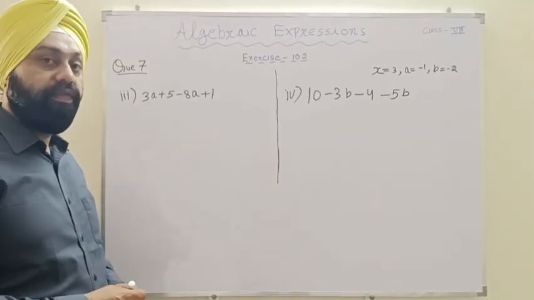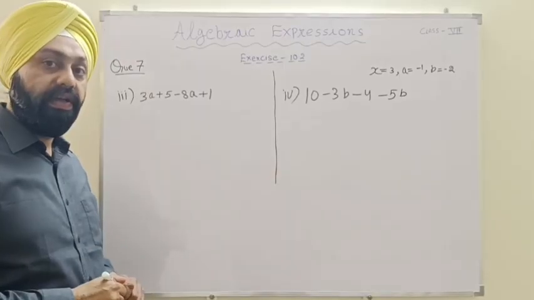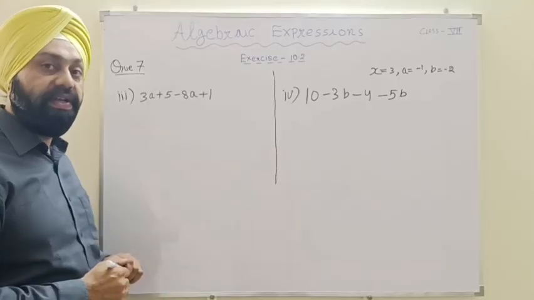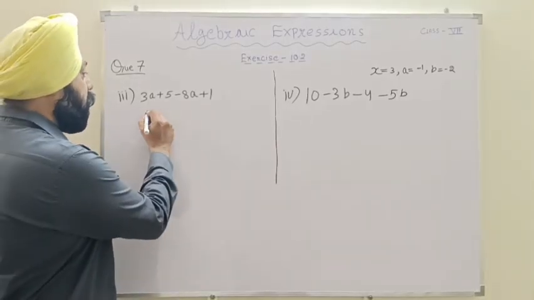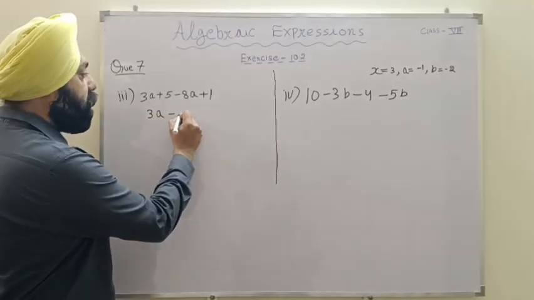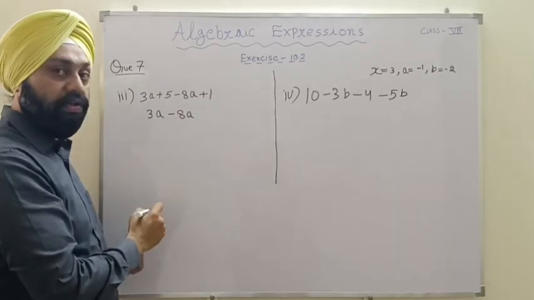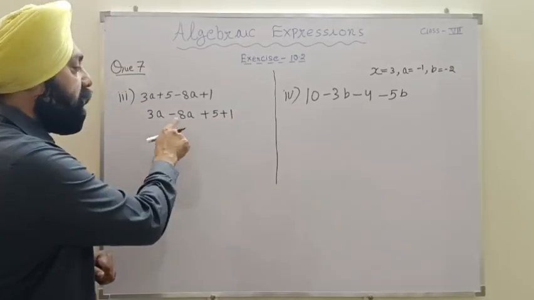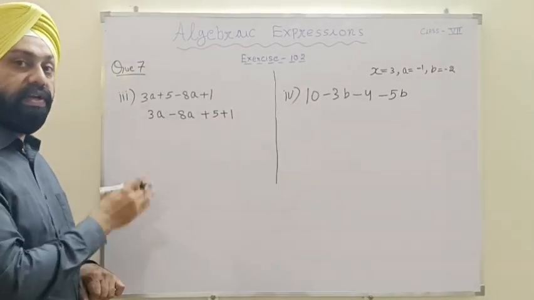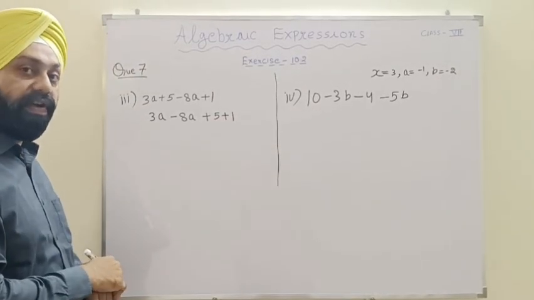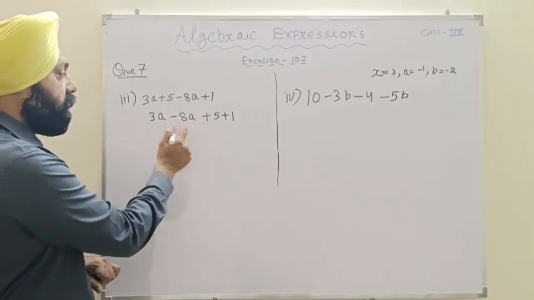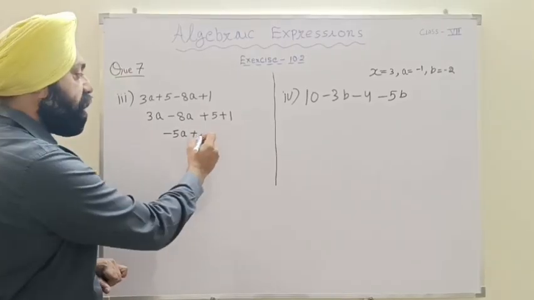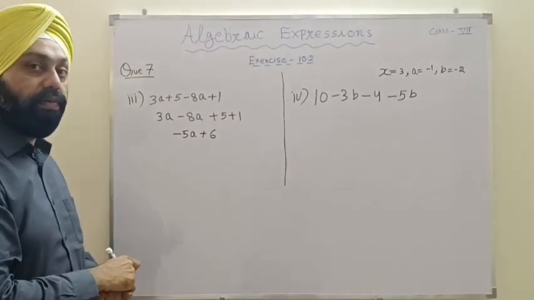So in the third part, again we have to simplify. Now in this part the variable has changed from x to a. Again the steps will be the same. We will first combine the like terms. So the like terms are 3a and, along with 3a, another like term is 8a, and the remaining are the constant terms without variable. So we will combine them together. So 3a minus 8a: we will subtract. 8 minus 3 will give 5 and the sign will be of the bigger number, which is minus. So it is minus 5a, plus 5 plus 1 will give 6. So this is the simplified form of the above expression.